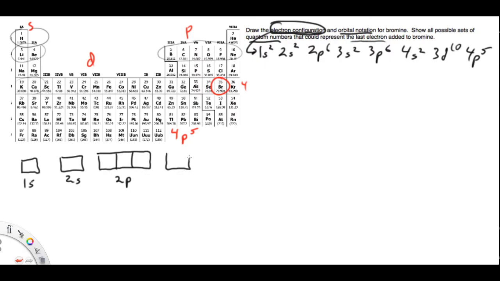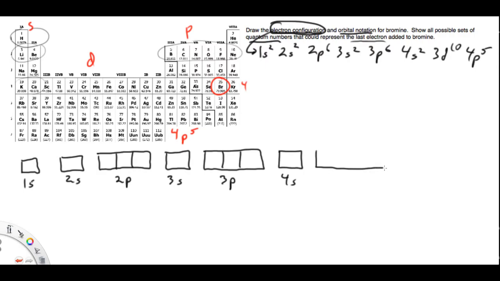Okay, then we have 3s. Again, here's our p sublevel, our 3p sublevel, and it's got three boxes or three orbitals. Next is going to be 4s, and then we have 3d, which has 5 orbitals, 5 boxes, 1, 2, 3, 4, 5, that's 3d. And then lastly, we've got 4p with 3 orbitals represented by 3 boxes.